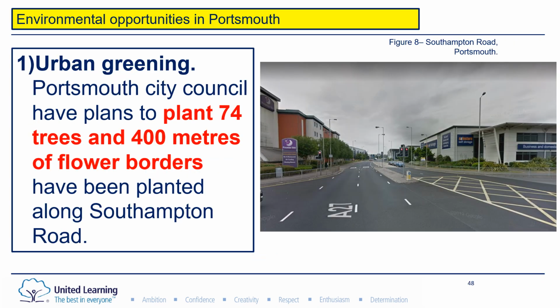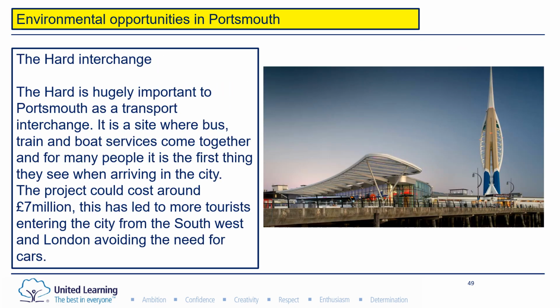One example of this is urban greening, so trying to improve the green spaces within the city. Portsmouth City Council plan to plant 74 trees and 400 metres of flower borders along Southampton Road in Poolsgrove. What this means is hopefully more CO2 will be absorbed by the trees, which means Portsmouth's going to have cleaner air quality. Alternatively, urban greening is a great way to explain that this means the area looks nicer, which means people are going to be actively encouraged to get outside and exercise, which means they're healthier, so their life expectancy increases. And then the final opportunity in Portsmouth is how we're dealing with traffic.